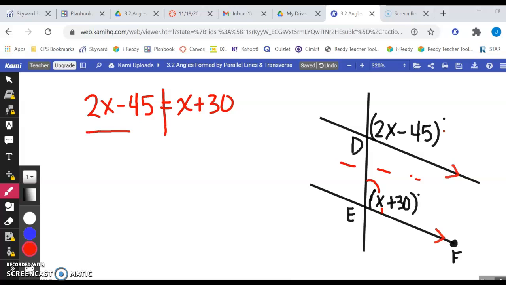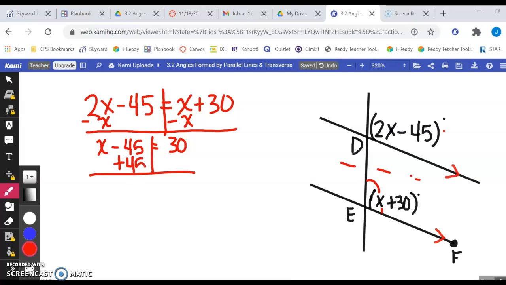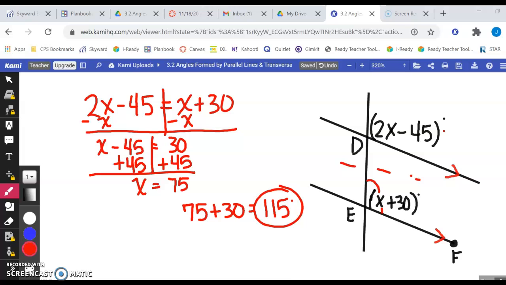And then I have to solve for x. So remember I told you to always get rid of the smallest one first. So we're going to minus x. 2x minus 1x would be just 1x. The minus 45 is still there, and 30 is left on this side. And then we're going to add 45. So x equals 75. Now it didn't ask us what x is, it asked us what that angle measure is. So we have to plug it back in there. We have to actually do 75 plus 30, which would be 115 degrees. So the measure of angle DEF is 115.